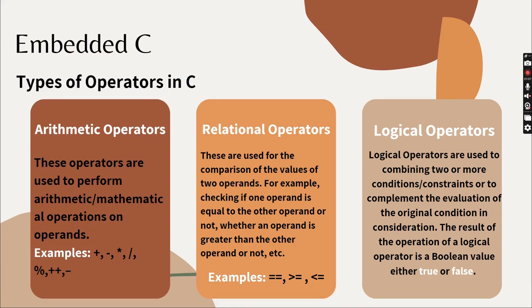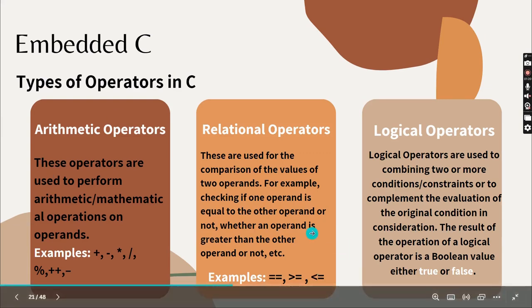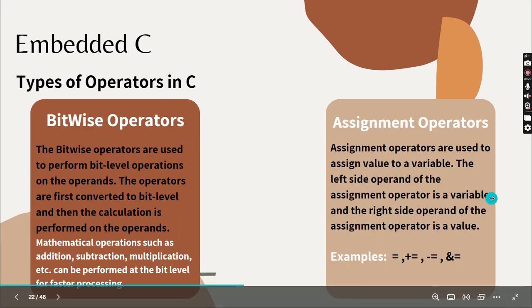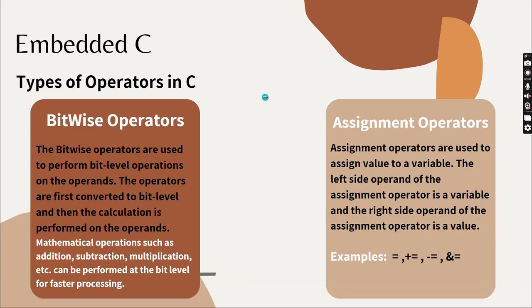And now the next, relational operators. Relational operators are used when we want to check the relation between two variables, two numbers, or two characters, such as is equal to, greater than or equal to, and less than or equal to. Now we come to logical operators. Logical operators basically deal with 0 and 1, or true and false. And the next is the bitwise operator.